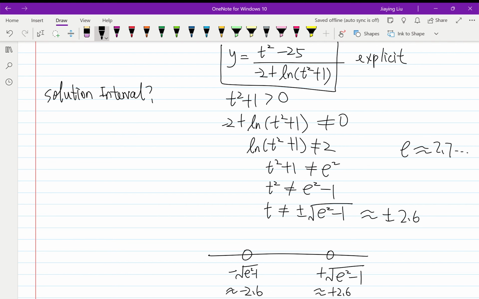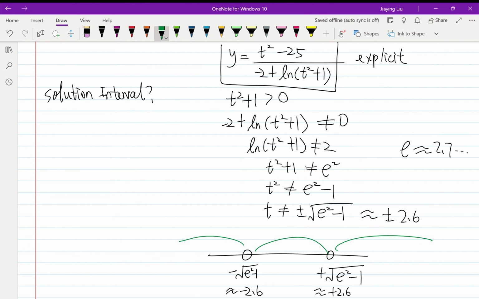So the interval could be this part, it could be between them, or it could be to the right. If we don't have an initial condition, all three intervals could be the solution interval.